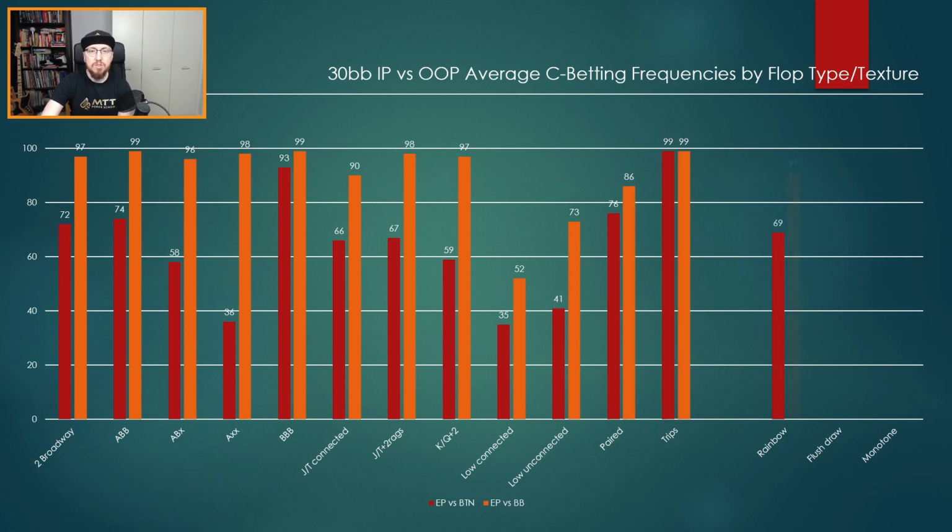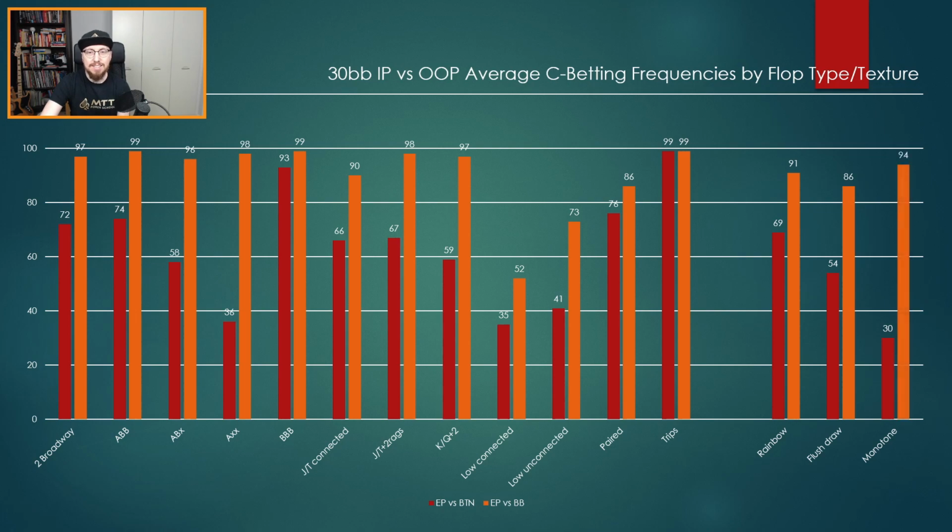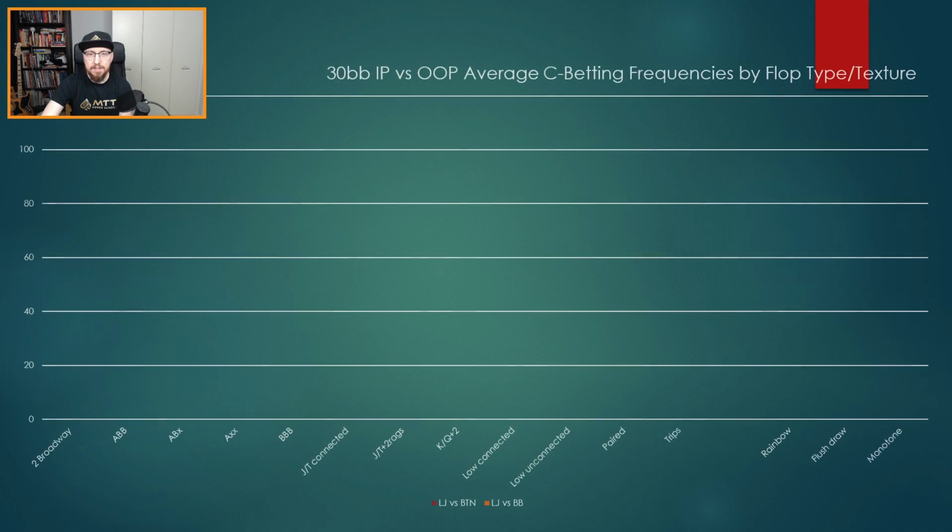We get to rainbow boards then. We're doing a lot more betting when we're in position. Same with flush draws. And definitely same with monotone boards. I'm going to take a look at those in a minute as well. This time then, low jack versus button and low jack versus big blind.